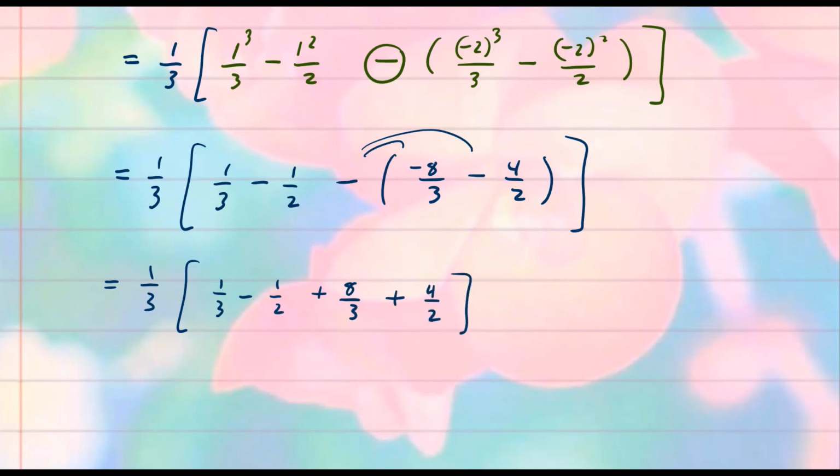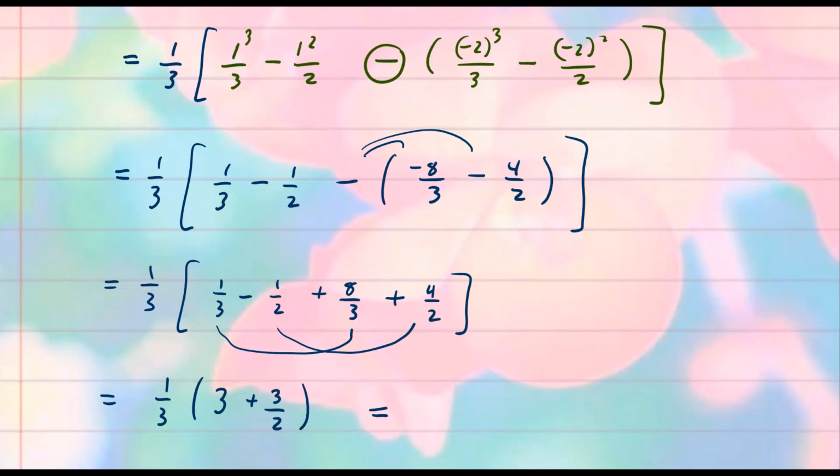And now we can combine these. This one and this one give us 9 over 3, which will be just 3. And then these two, we're going to get 3 over 2. So this is 3 over 2 times 1/3. And now we can combine them. So we have 1/3 times 6 plus 3. That's 9 over 2, which will simplify to 3 over 2. All right, so the average value for this function is 3 over 2.